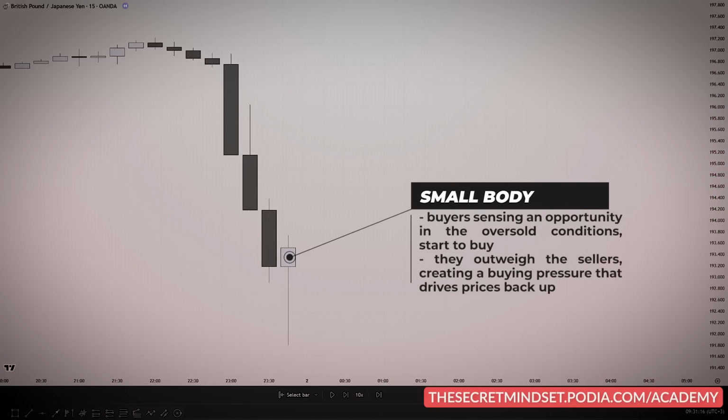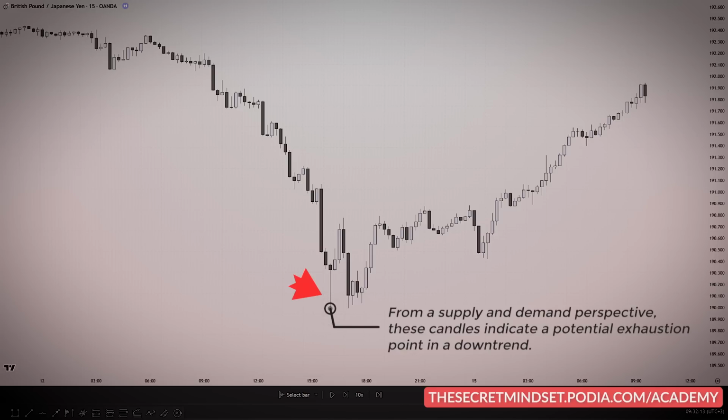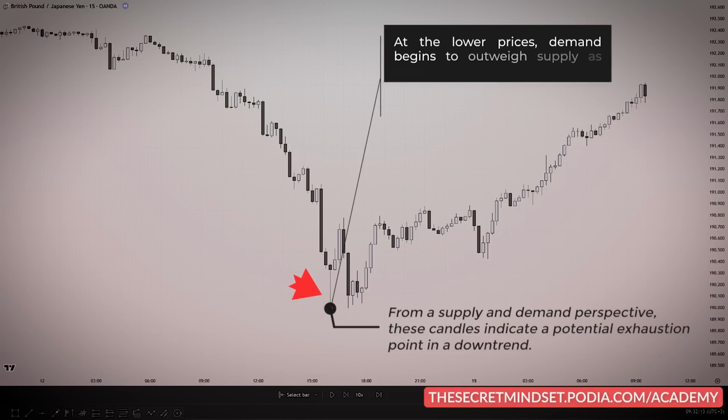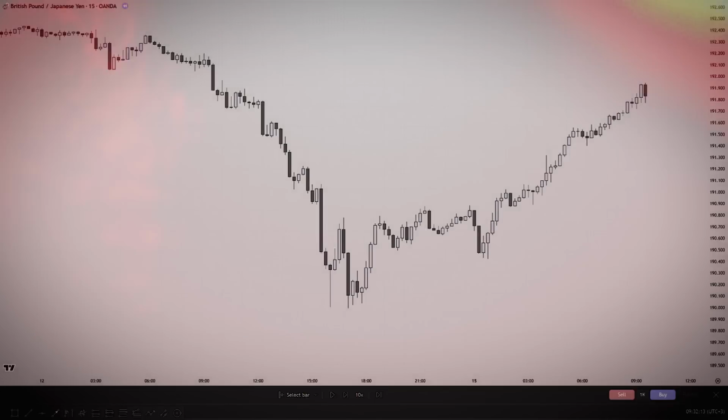However, buyers are sensing an opportunity in the oversold conditions, and they start to step in. They begin to outweigh the sellers, creating a buying pressure that drives prices back up. From a supply-demand perspective, these candles indicate a potential exhaustion point in a downtrend. At the lower prices, demand begins to outweigh supply as more participants view the price as undervalued and look to buy. This shift in the supply-demand balance is what caused the price to rebound from the lows.